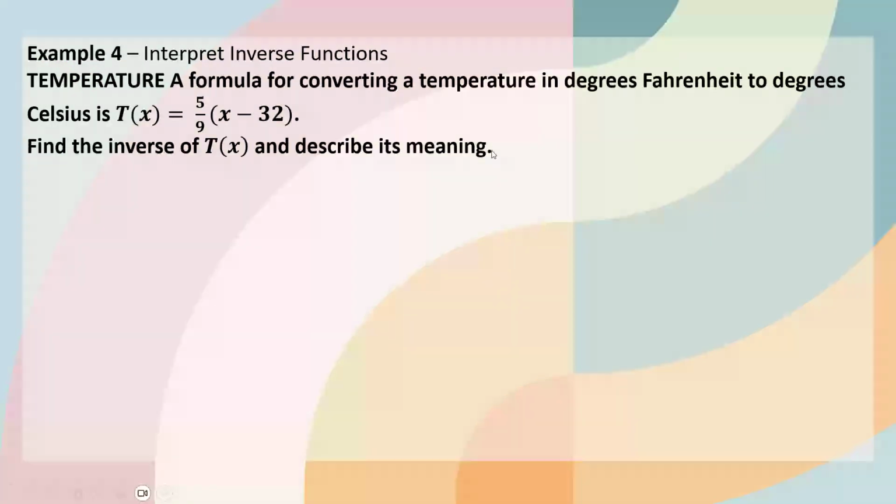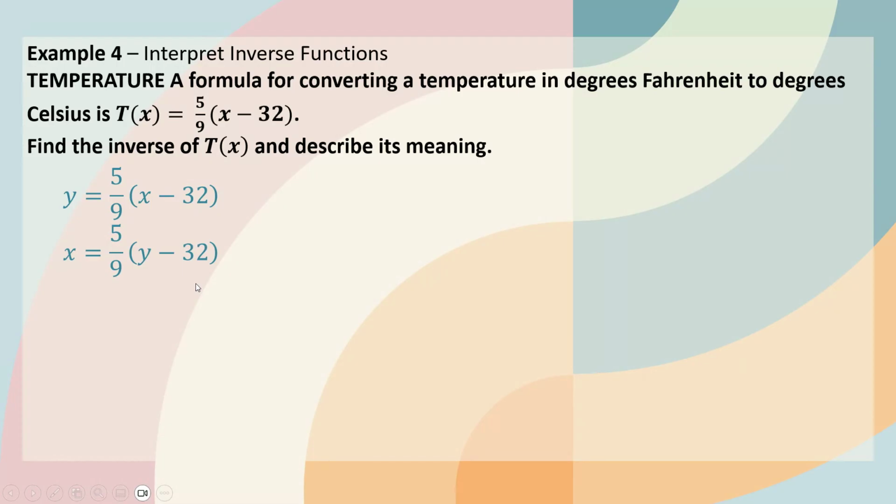All right, in example 4, we have a formula for converting a temperature in degrees Fahrenheit to degrees Celsius. So the temperature of x equals 5/9 times the quantity x minus 32. Find the inverse. Okay, so I replaced t of x with y. Next, we're going to interchange the x and y.